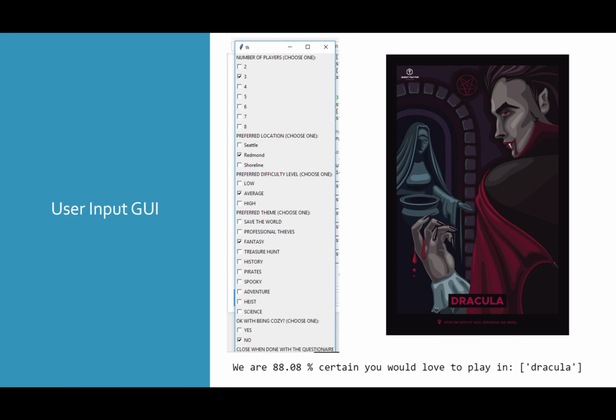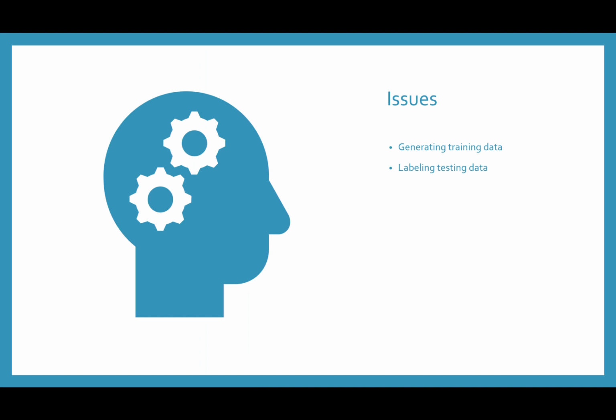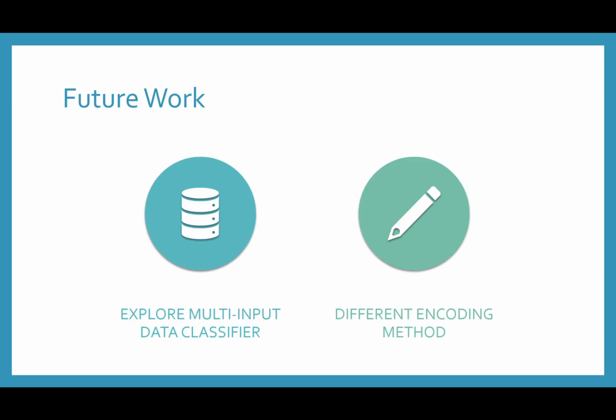Lastly, I created this input GUI where the person could input their own answers to the 5 questions, and then the engine would tell you that it is some percent certain that you should play one specific room. Some of the issues I had during this project were generating training data and labeling testing data, which I go into again in more detail in my Jupyter notebook.